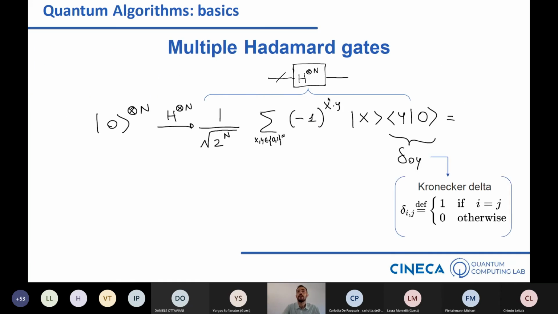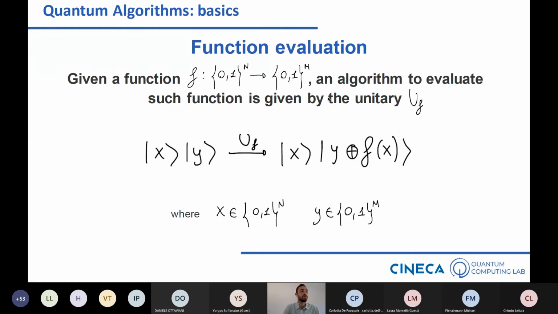You need 2 qubits because in one you encode the input, so x is your input, and y is your output. So that's why you need 2. One is for the input, one is for the output.